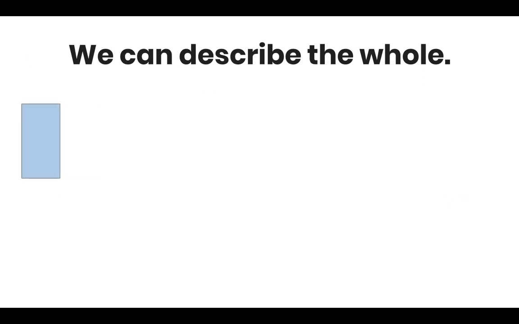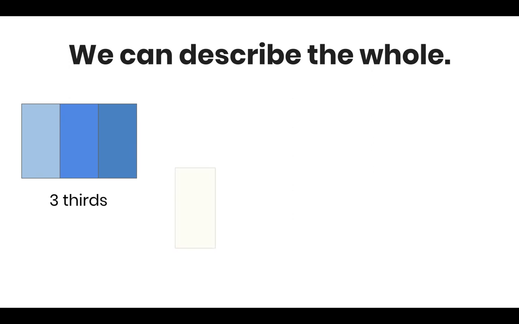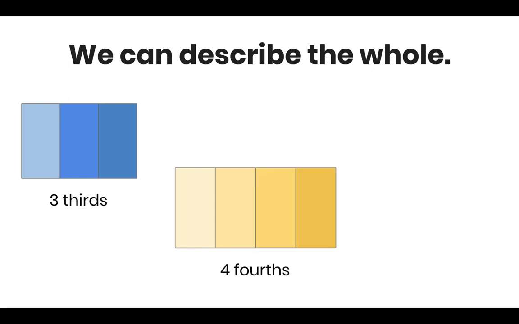We can also describe the whole. For example, this blue shape here is divided into thirds. We have one part that's light blue. We have a second third that is a medium blue, and we have the third third that is a darker blue. We can also describe shapes like the yellow parts here. These are divided into fourths. So we have one light yellow, one of the fourths is a medium yellow, the third fourth is a darker yellow, and the fourth is the goldish color.